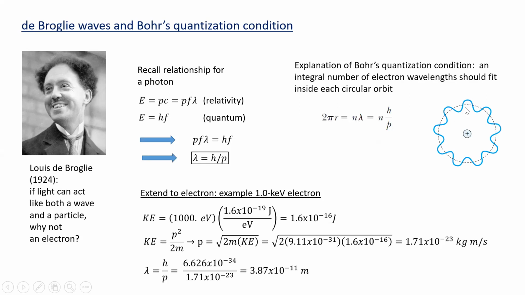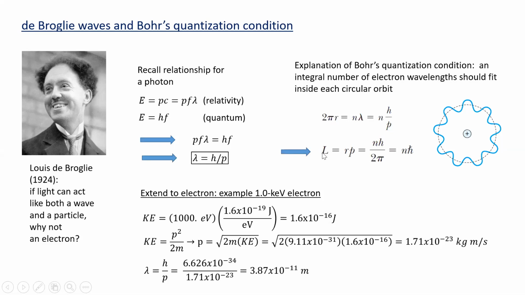The idea is that since electrons now have wavelengths associated with them, an electron should only be able to exist in that orbit if an integer number of wavelengths fit just so around a particular radius. So this is expressed by 2 pi r is n, where n is the number of oscillations here, times the wavelength. And we know that the wavelength is h over p. So we have 2 pi r is n h over p.